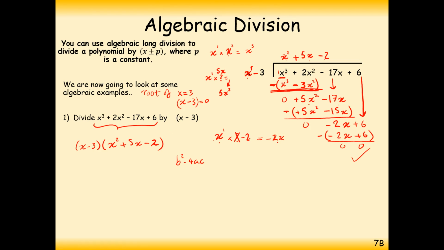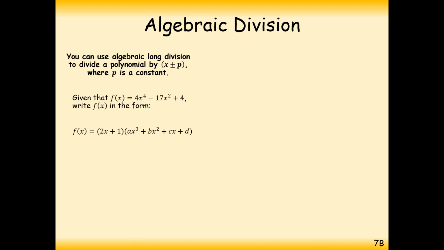So let's look at another example where the question may be a little longer. Okay, so in this next example, we've been asked to write, given that f of x is as such, write it in this form. So they're not explicitly asking us to perform algebraic division, but they've told us that one of the factors of f of x is 2x plus 1, and they've left coefficients for us to work out. So that means that the easiest way to do this is to perform algebraic division.